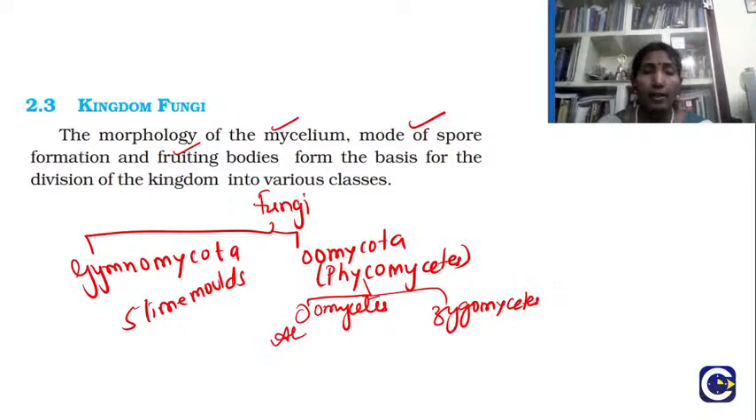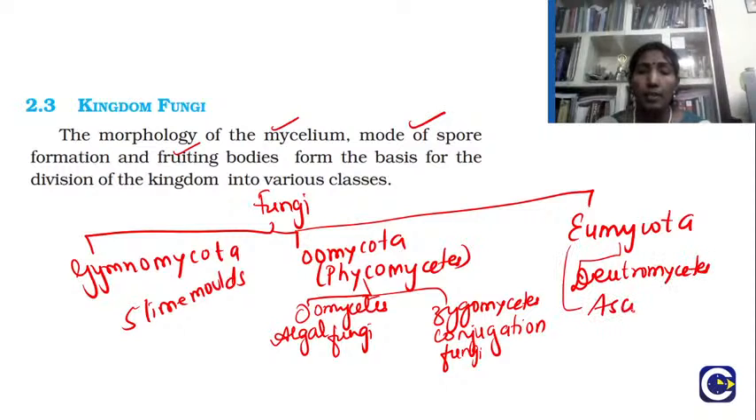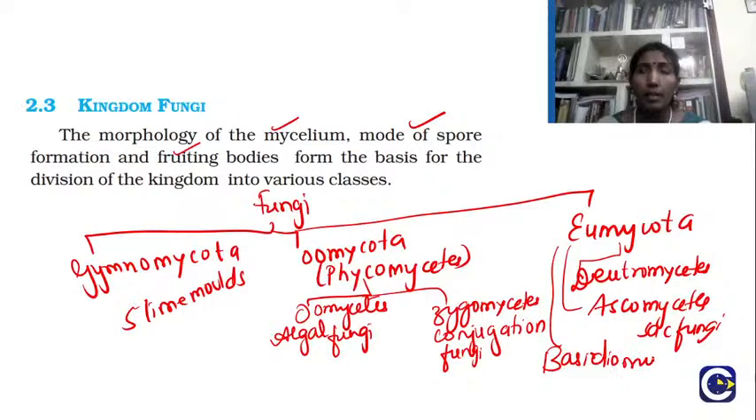Oomycetes are algal fungi. What about the Zygomycetes? They are called the conjugation fungi, like Rhizopus. Then we have the last group, under which we have the Deuteromycetes, the imperfect fungi. Then we have the Ascomycetes, the sac fungi. You may have heard of them. Then we have the Basidiomycetes, which is the club fungi.